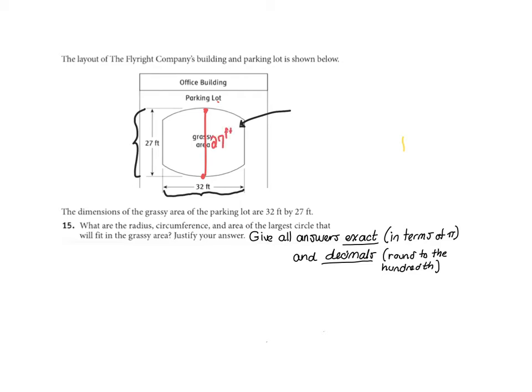Now keep in mind that a diameter is going to be the same everywhere in a circle. So if I say the diameter is 27 feet, then that means that the diameter going across is also 27 feet. We want to make sure that this circle actually fits inside this grassy area. In other words, we need to make sure that this 27 feet is less than the 32 feet that it's wide. So the largest circle that we can build is a circle that has a diameter of 27 feet. Now, if the diameter is 27 feet, then the radius is half that. Half of 27 is 13.5 feet.